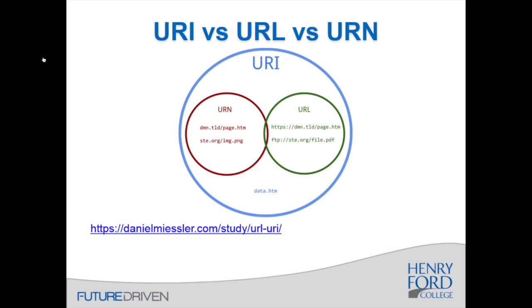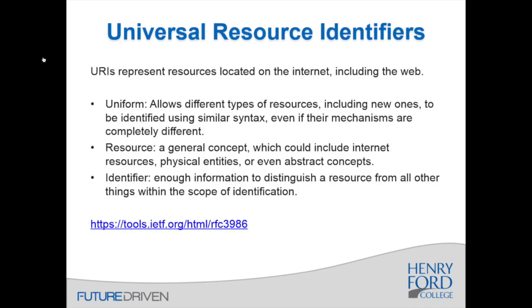So if you look at this slide from danielmeisler.com, you'll see a relationship between a URI, a URL, and a URN in this Venn diagram. I think the important takeaway here is that URNs and URLs are a subset of URIs, and that a URI is that universal identifier that can tell us the address and the name of an object. URIs represent resources located on the internet, and that includes resources on the web.